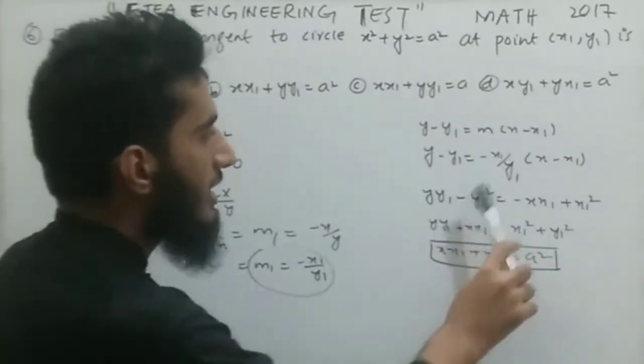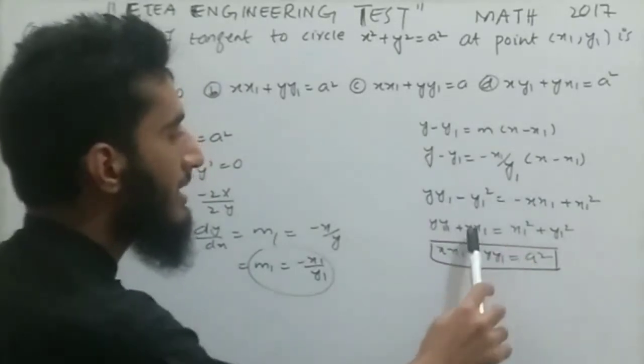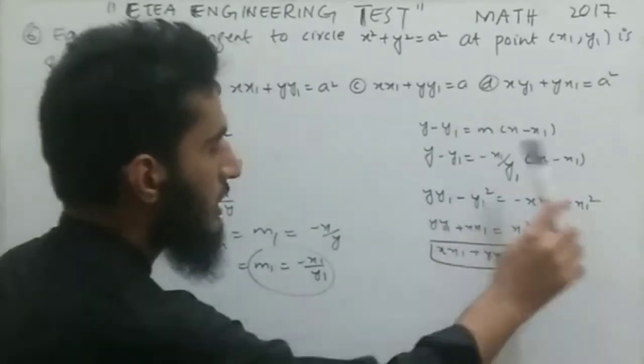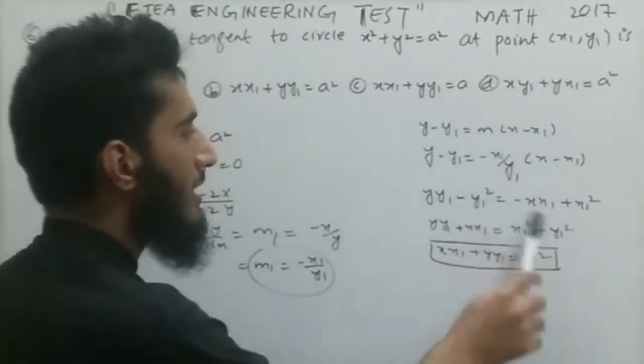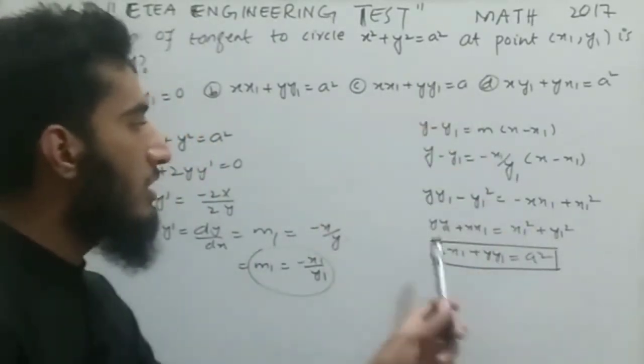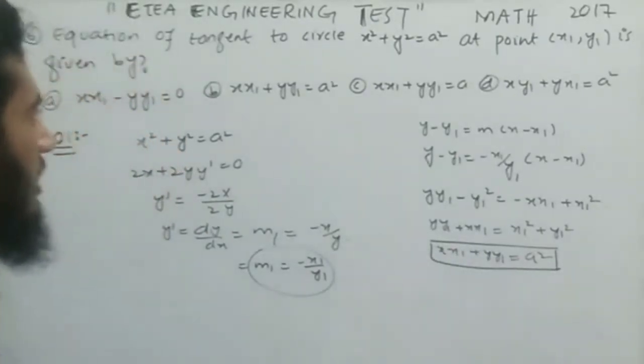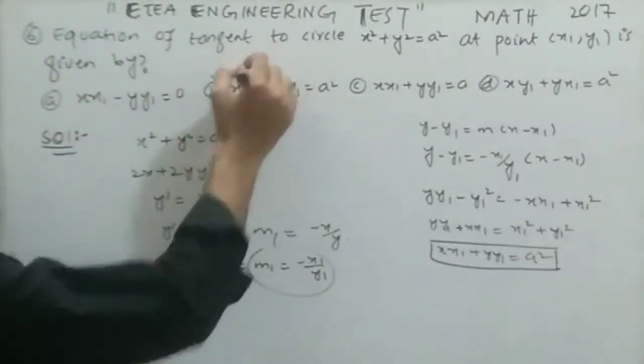Now shift minus y1 square to the right hand side and shift negative xx1 to the left hand side. So it becomes plus xx1 plus yy1. This is negative y1 square, so shifting it to the right hand side, it becomes x1 square plus y1 square. Now you know that x square plus y square is equal to a square. So put it over here. So the required equation of the tangent line will be xx1 plus yy1 is equal to a square. So the correct option is option number B.